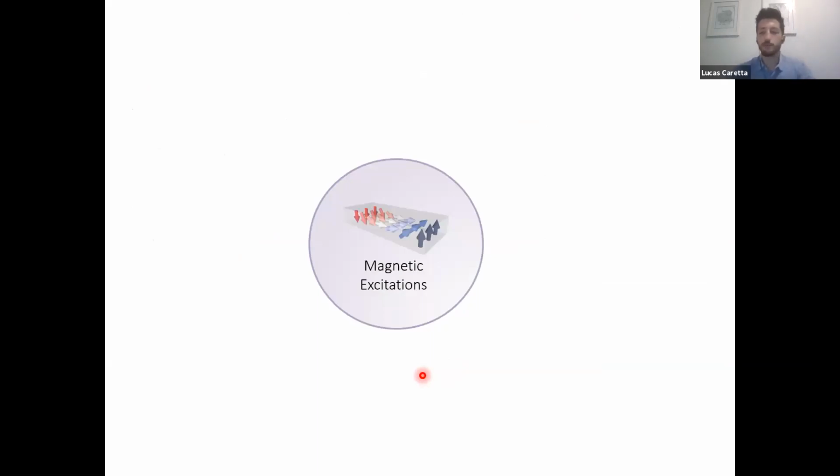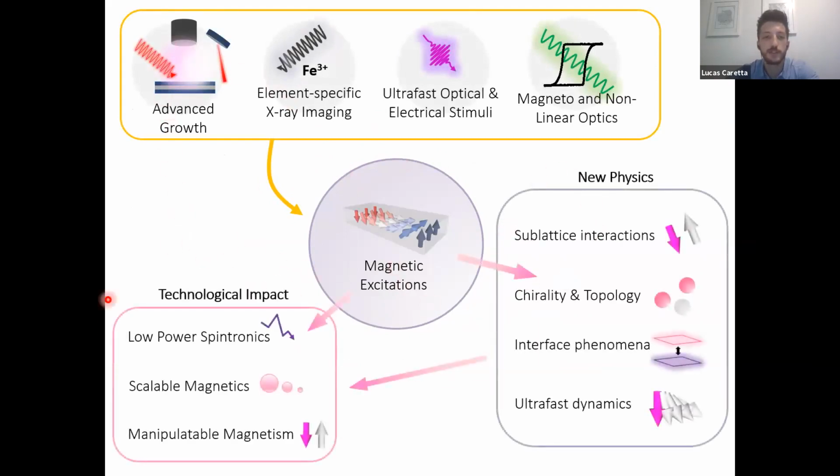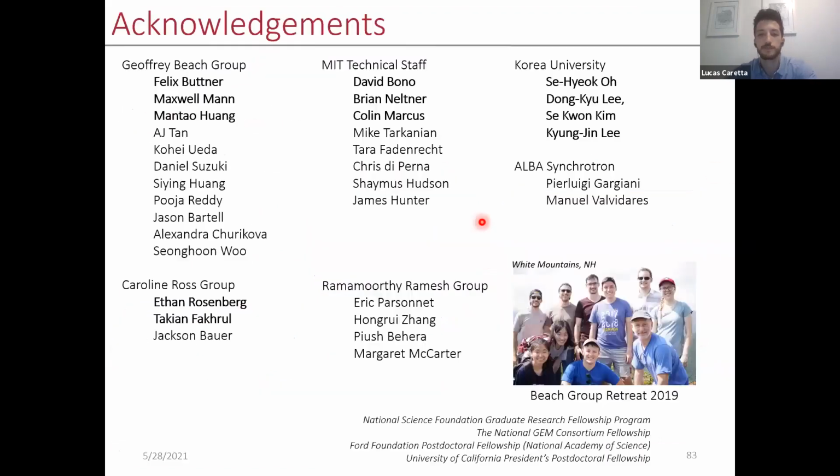Okay, with that, I'll wrap up. I think I've eaten too much time anyway. So I hope I've shown you that we can really use magnetic excitations like domain walls, bubbles, and solitons as a platform to study new physics and new technological impact simply by using atomically precise growth and a variety of in situ imaging techniques.